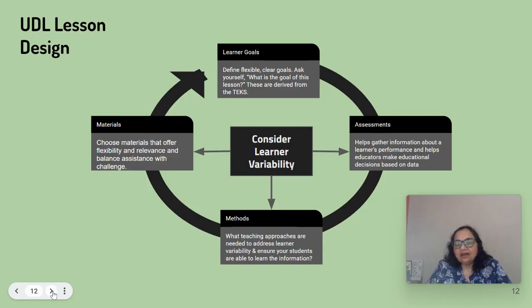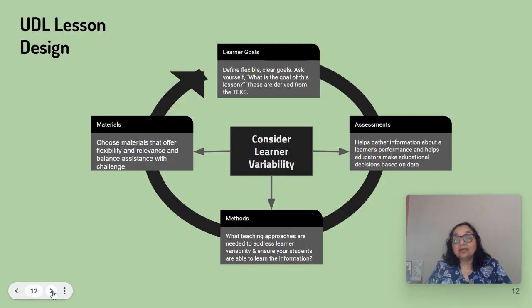So this is UDL lesson design. Now in the middle you see consider learner variability. The first thing is we craft learner goals, which is very important. What is the purpose? Why do we want to teach, right? Anytime you create a learner goal, create flexible, clear goals and ask what is the goal of the lesson.